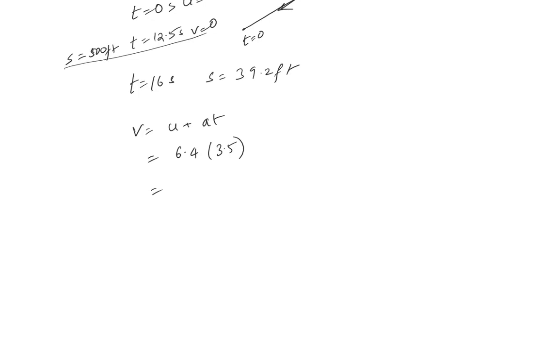So what do we have? 6.4 times 3.5. So 6.4 times 3.5 is 22.4 feet per second. This part is not asked in the question, but we're just trying to find out everything just for curiosity.